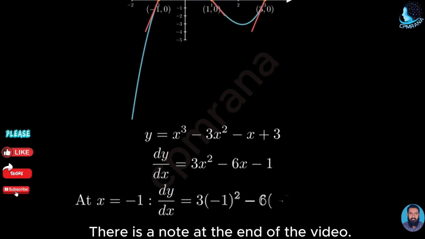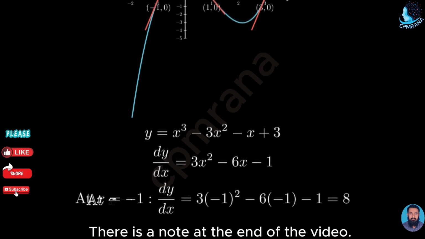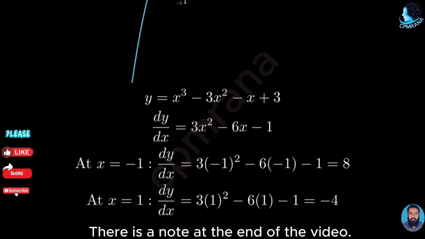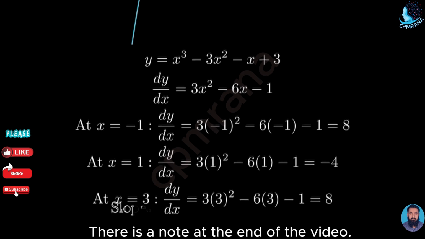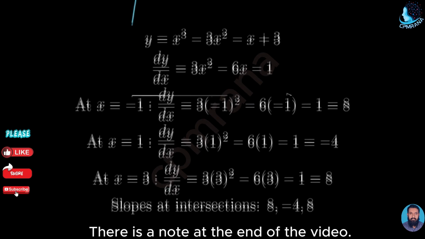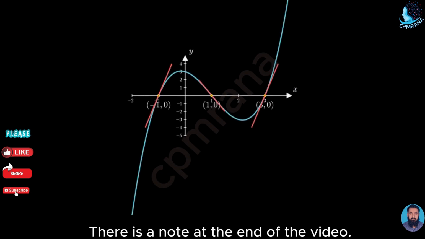At x equals -1, we get 3 times (-1) squared minus 6 times (-1) minus 1, which equals 8. At x equals 1, we get 3 minus 6 minus 1, which equals -4. And at x equals 3, we get 27 minus 18 minus 1, which equals 8. Therefore, the slopes of the tangent lines at the intersection points are 8, -4, and 8 respectively.